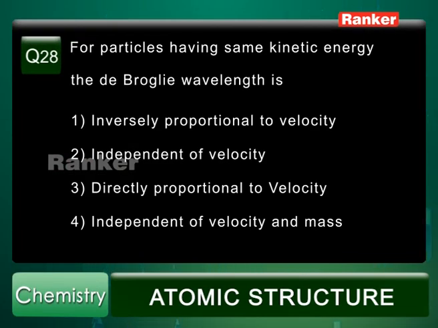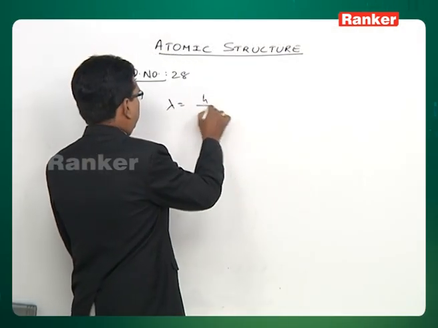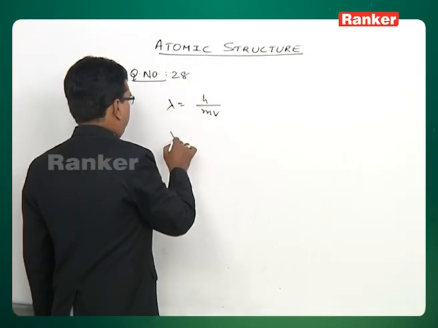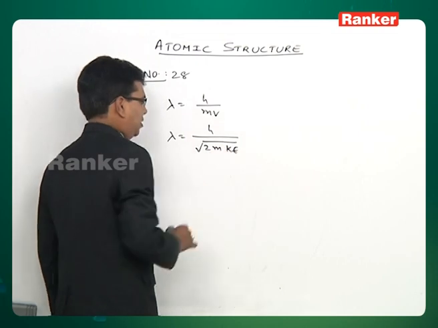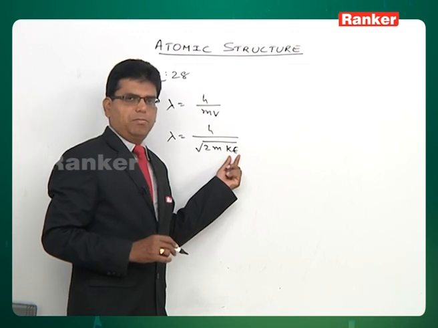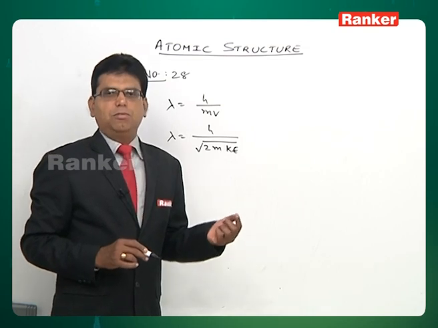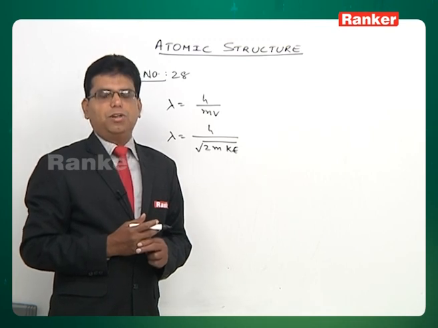Now the question number 28 says, for particles having the same kinetic energy, the de Broglie wavelength is, this is again on de Broglie's wave concept. De Broglie's wavelength, so here lambda is equal to h by mv. And if you convert this in terms of kinetic energy, you can write lambda is equal to h by under root 2m KE, that is kinetic energy. For 2 particles, if the kinetic energy is same, what it says for particles having the same kinetic energy, de Broglie wavelength is inversely proportional to velocity, independent of velocity, directly proportional to velocity, or independent of velocity and mass.